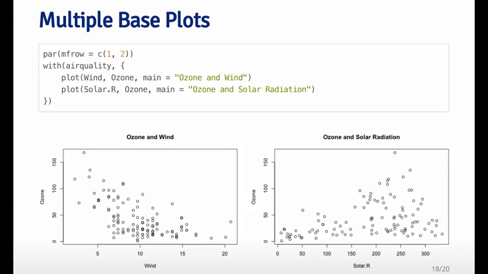And then I just call plot twice. Every time I call plot, it creates a new plot. So the first one will be on the left-hand side, and the second call to plot will be on the right-hand side. And that's how I use mfrow.